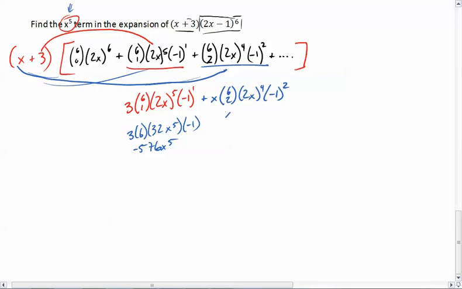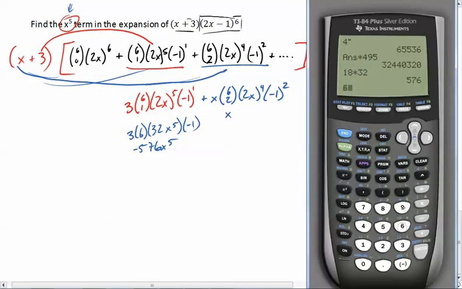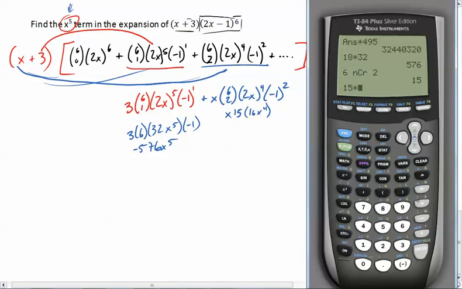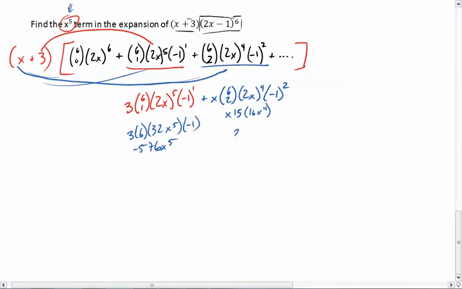I'll do the same thing over here. So x times 6C2. I don't know that one, so I'm going to have to go 6 choose 2, which is 15. You could have done that on Pascal's triangle. Times 2 to the 4th, which is 16, x to the 4th. Negative 1 squared is positive, so that goes away. So I end up with 15 times 16, which is 240. x times x to the 4th is x to the 5th. I add those two together, and that should have been 240, and I get my final answer of negative 336 x to the 5th. And so there you go. That's your x to the 5th term in the expansion.